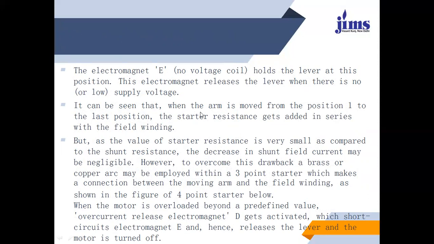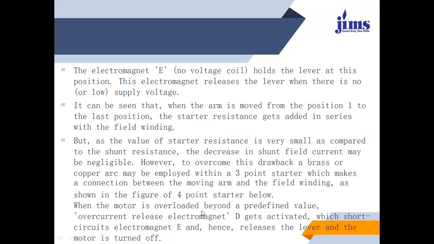It can be seen that when the arm is moved from position 1 to the last position, the starter resistance gets added in series with the field winding. But as the value of the starter resistance is very small compared to the shunt resistance, the decrease in shunt field current may be negligible. However, to overcome this drawback, a brass or copper arc may be employed within a three-point starter, which makes a connection between the moving arm and the field winding, as shown in the figure of the 4-point starter below.